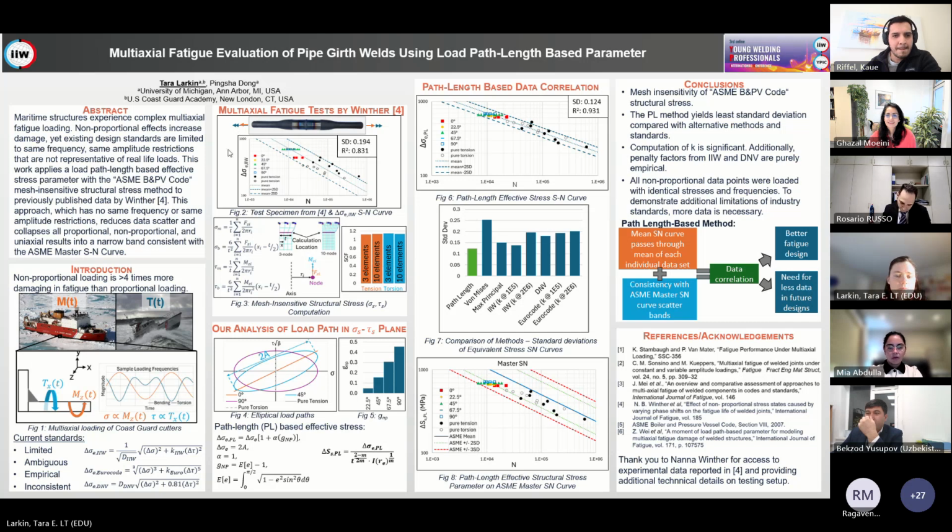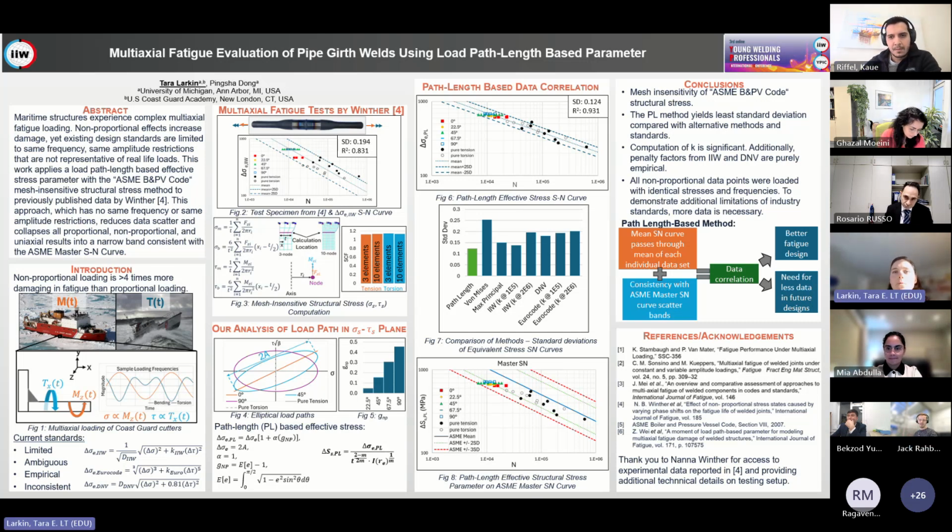So Jack? Yeah, thank you for the presentation. I just wanted to hear a little more about what you said at the end about looking into more complex loading. What exactly are you thinking of looking into there? What kind of more complex loading?